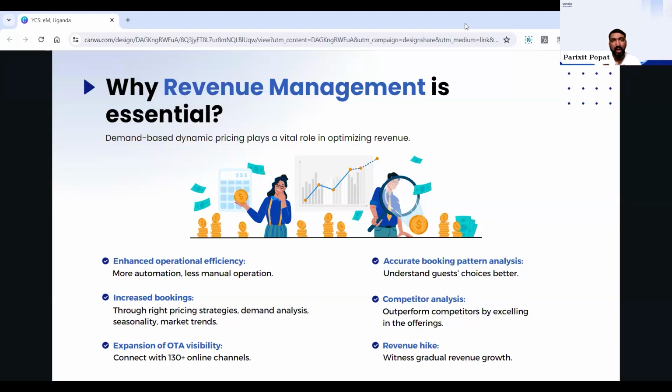When you are doing revenue management, you would think of different distribution channels. And with YCS, you have the ability to connect with 130 plus distribution channels globally.